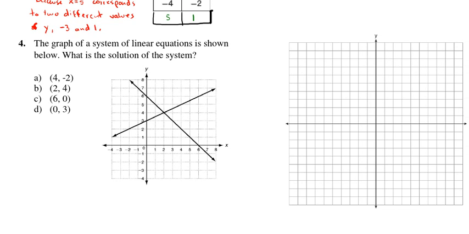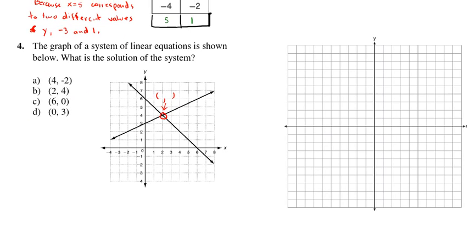In question number 4, it says the graph of a system of linear equations is shown below. What is the solution for the system? We learned that the solution for a system is the point of intersection. In this case, these two lines intersect at this point. So we're just being asked what are the coordinates of this point. That would be the solution. So just write the coordinates and find it here on the list. I will leave that for you to finish.